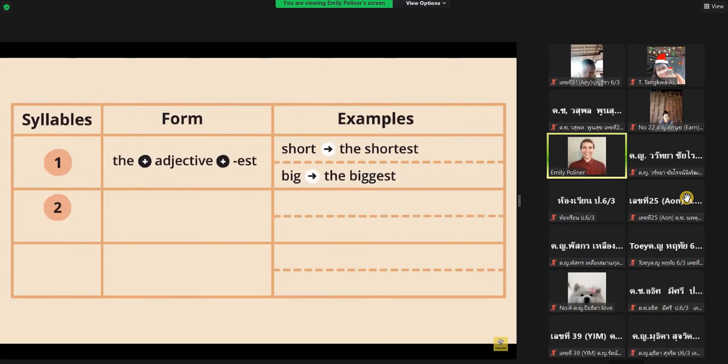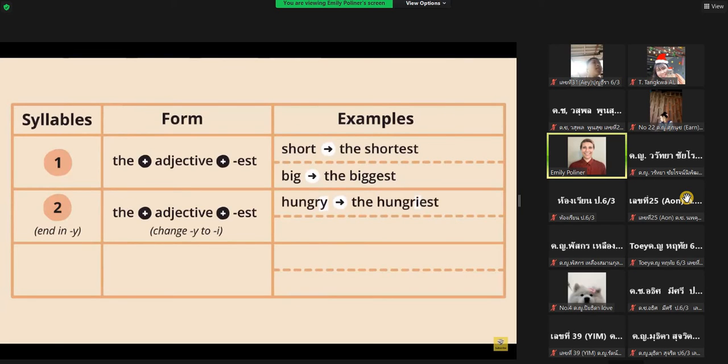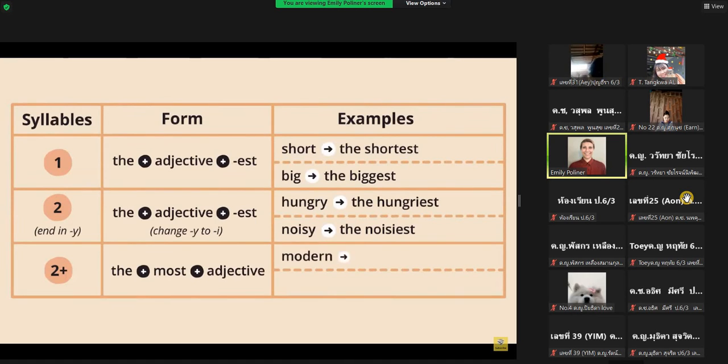For two-syllable adjectives that end in y, we change y to i and add est. For example, hungry becomes the hungriest, and noisy becomes the noisiest. For adjectives that are two syllables or more, we use the words the most before the adjective. For example, modern becomes the most modern, and expensive becomes the most expensive.